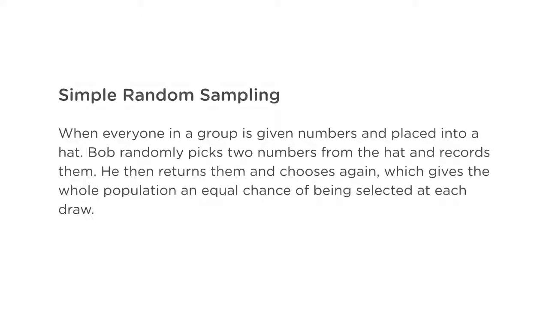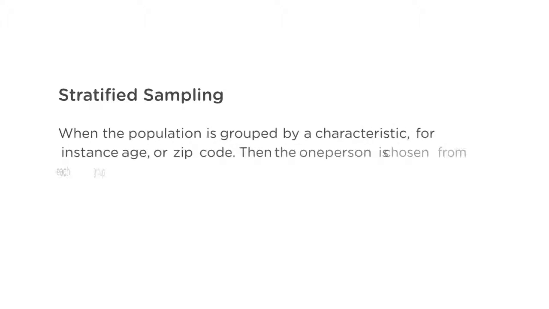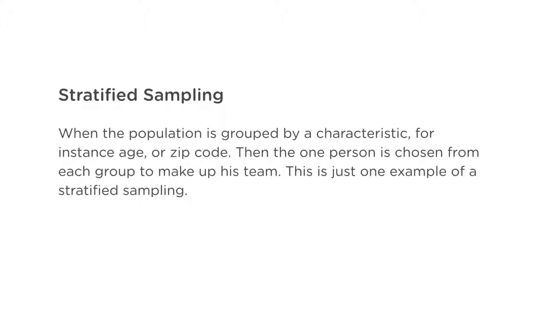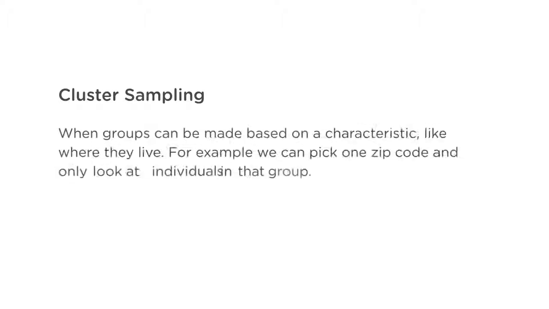Stratified sampling happens when the population is grouped by a characteristic, for instance, age or zip code, and then one person is chosen from each group to make up his team. Cluster sampling is when groups can be made based on a characteristic, like where they live. For example, we can pick one zip code and only look at individuals in that group.